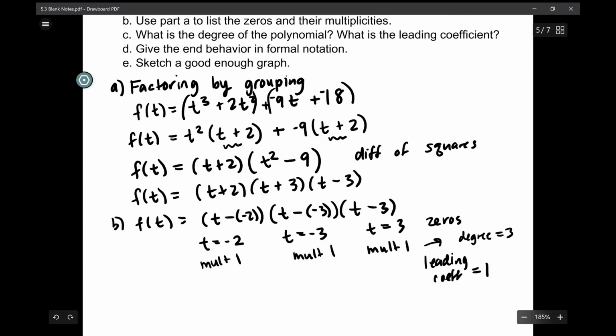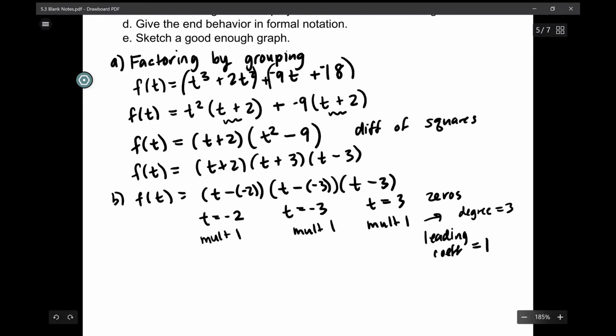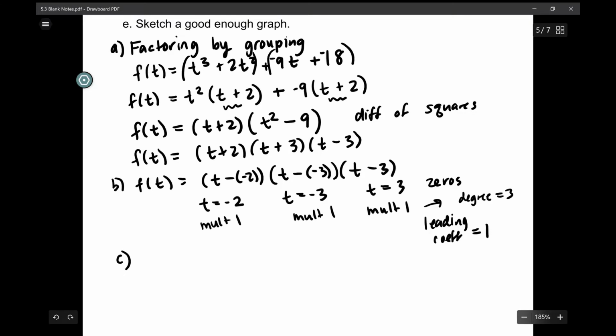All right, what is the end behavior in formal notation? Well, this is degree 3, so this is going to behave like x cubed, right? Degree 3 with a positive leading coefficient is going to behave like x cubed. It's going to look like that, right? Okay, that was a really bad x cubed. There, I fixed it a little bit. So the limit as x goes, oh, no limit. This isn't calculus. What am I saying? As t goes to negative infinity, f of t goes to negative infinity. As t goes to positive infinity, f of t goes to positive infinity.